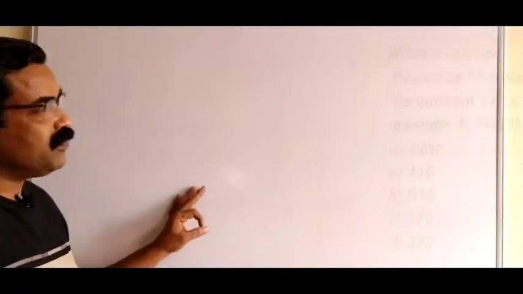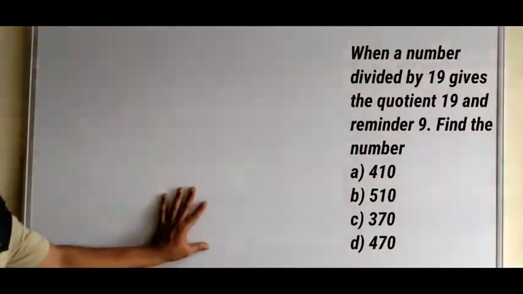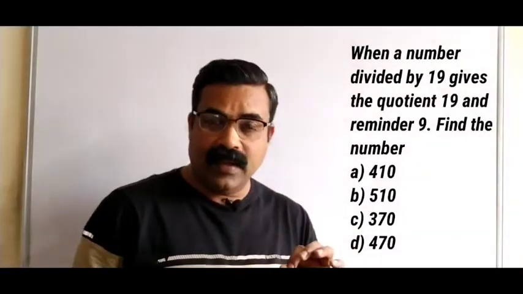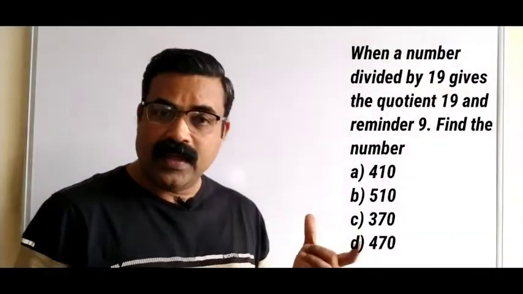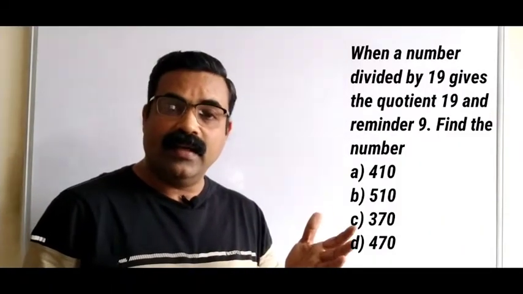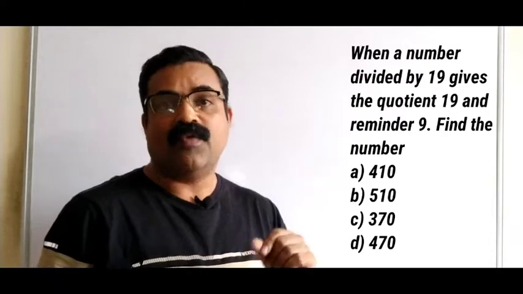The next question is, a number divided by 19 gives the quotient 19 and the remainder 9. The number is what? We need to find out the number. Out of these 4 options, a number when you divide by 19 you get the answer also 19 and the remainder will be 9. So what is the number?